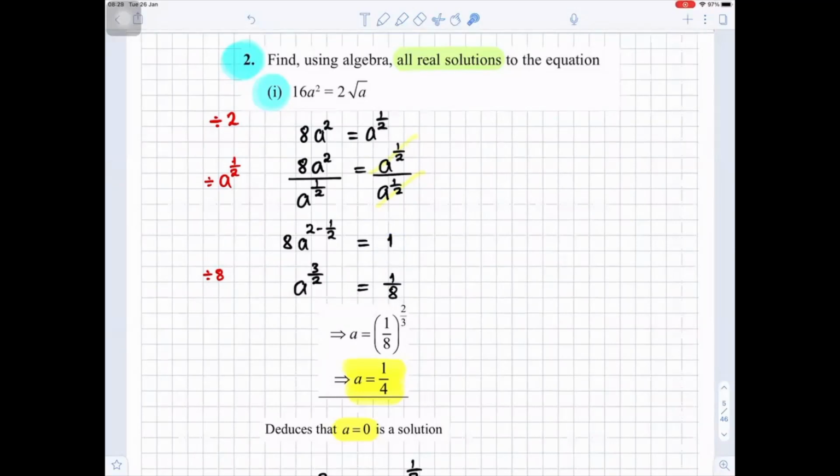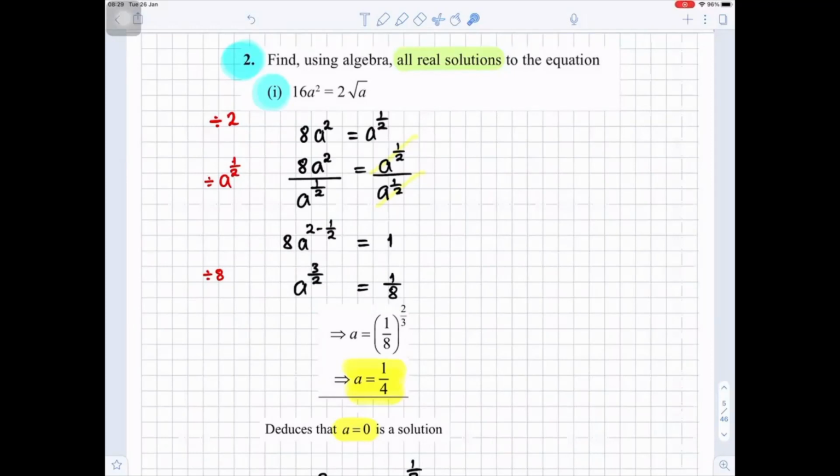8a squared divided by a to the half. A squared divided by a to the half is the same as a to the power 2 minus a half, which gives you a to the power 3 over 2. And then you divide by 8, so it becomes 1 over 8 on the right-hand side, because 8 divided by 8 on the left would be 1, and then 1 divided by 8 on the right.